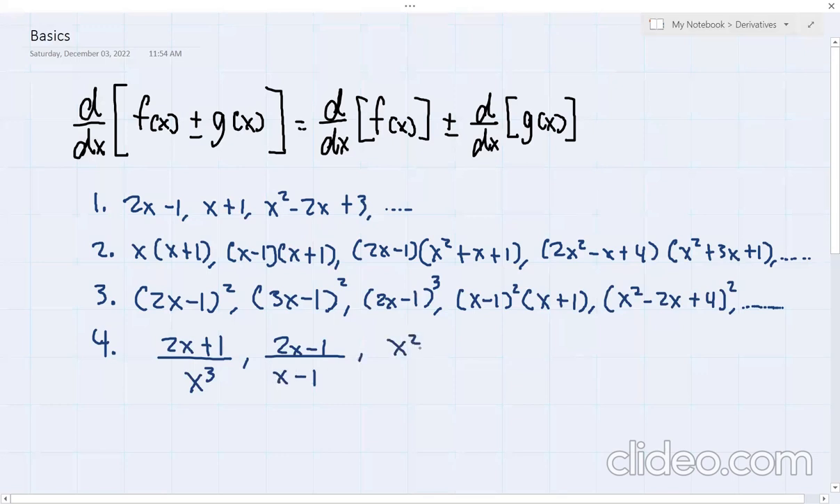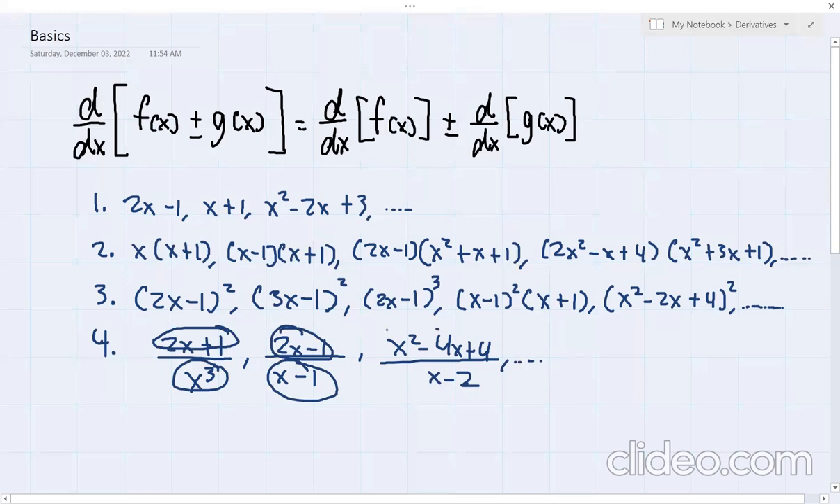Another example, x squared minus 4x plus 4 all over x minus 2, sorry. And so on and so forth. So naka-fraction, pero ang gamit ay polynomials. Whether they are binomial, trinomial, monomial, or whatsoever. Now, here's the thing. Okay?